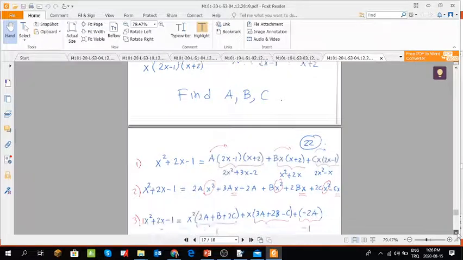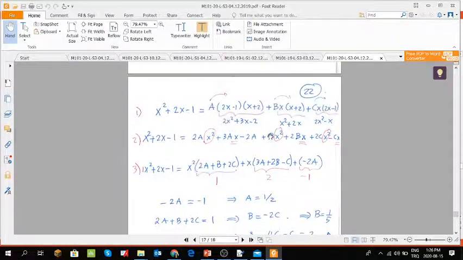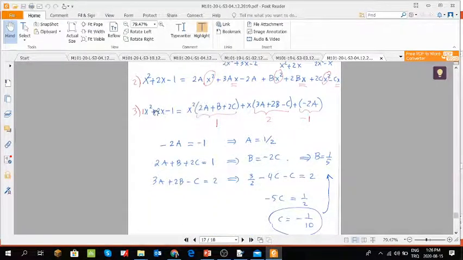As I told you before, you equate the numerators, you ignore the denominators afterwards, you gather the like terms as we did here: x squared, x, and the constant term, and compare with the left hand side. The coefficient of x squared is 1, and the constant term is negative 1. So you write them in here. Negative 2A is negative 1, 2A plus B plus 2C is 1, and then this is 2. From here you get A is 1 over 2.